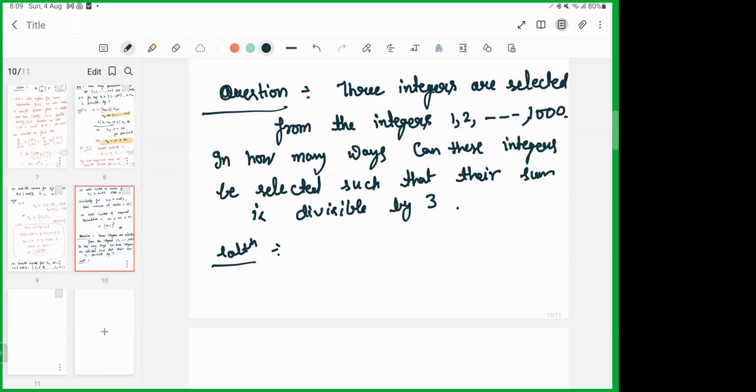One can be all 3 numbers from the same class. Another choice is one number from each class. Anything you do apart from that, their sum will not be divisible by 3.